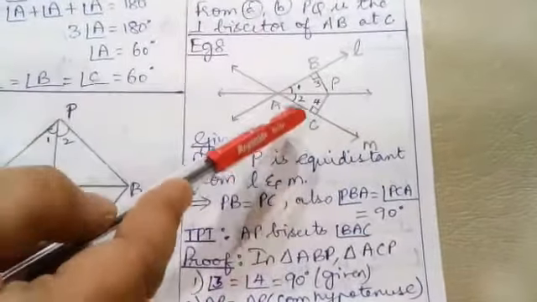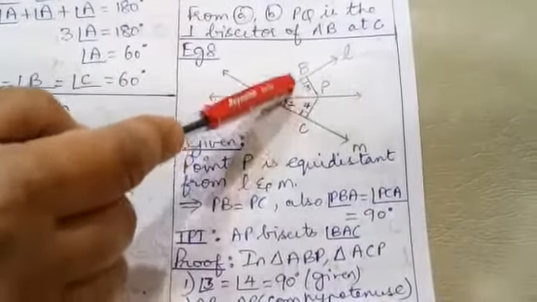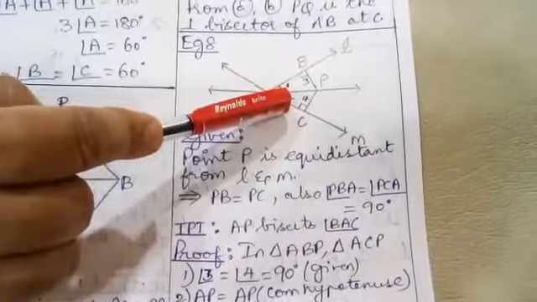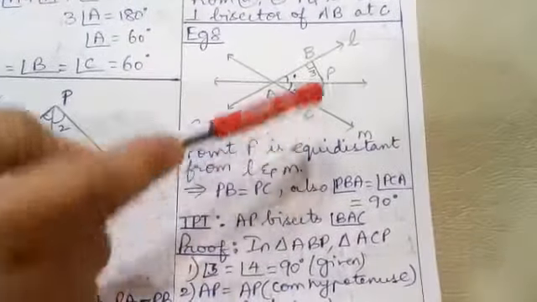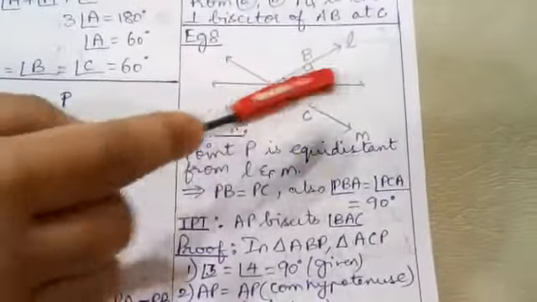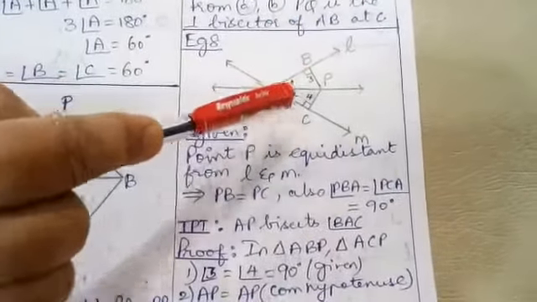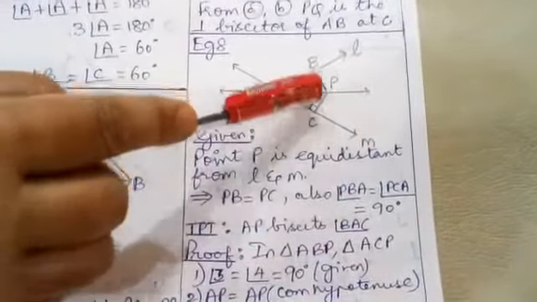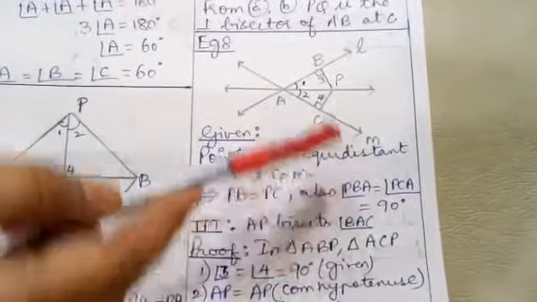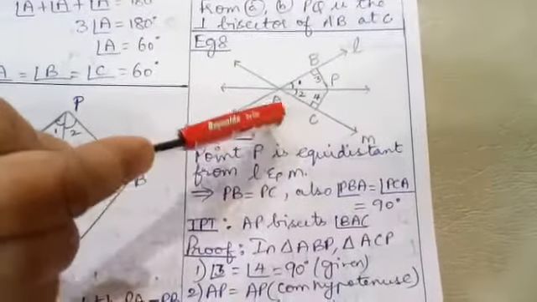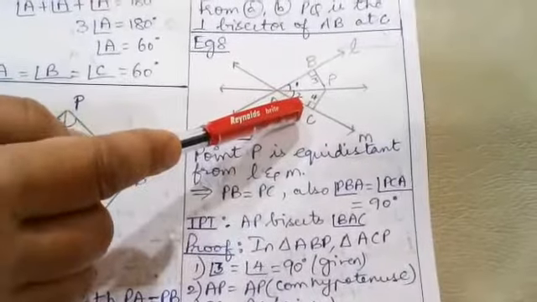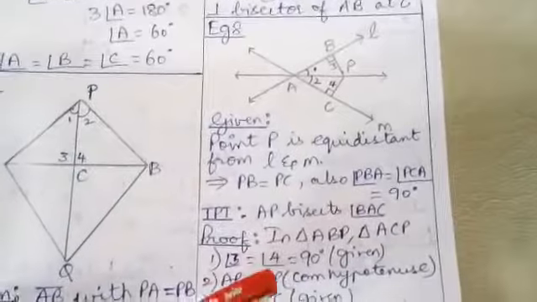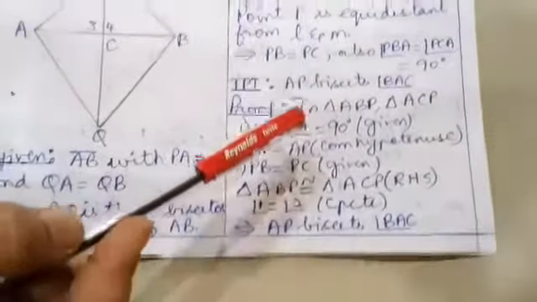We need to prove that AP bisects angle BAC, which means we need to prove that angle 1 equals angle 2. Simple. Angle 1 is an angle of triangle APB. Angle 2 is an angle of triangle APC. So we just have to show that the two triangles are congruent to one another, and once they are congruent, their corresponding angles are equal. Hence angle 1 will be equal to angle 2, which proves that AP bisects angle BAC. So let's do that.